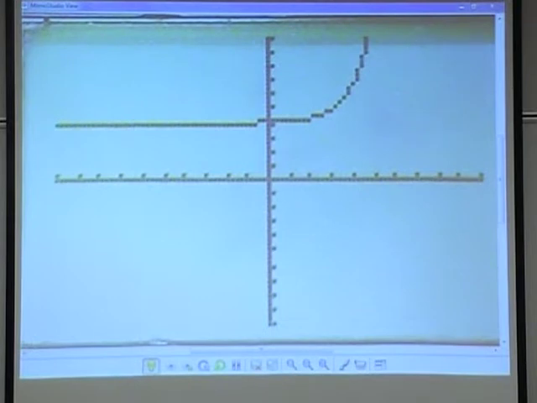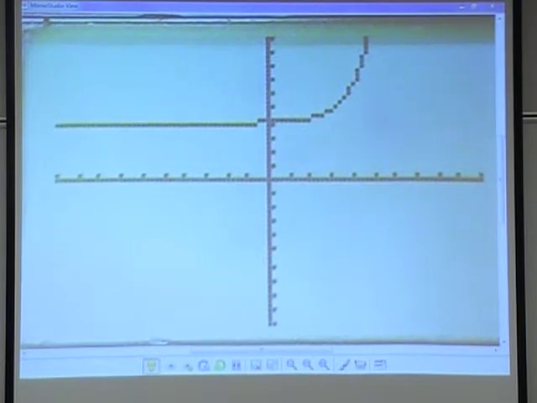So my domain is all the real values, negative infinity to positive infinity. My range is what? What are the y values? 4 to positive infinity, not including 4. Right? This is a review, you guys gotta be able to do this. Okay, what's my asymptote? Y equals what? Y equals 4. Y equals 4, thank you.